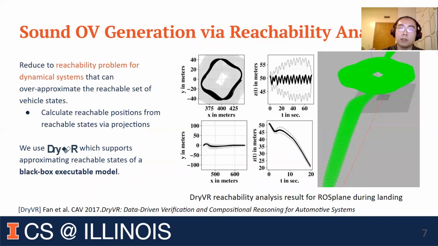Our finding on the OV generation problem is that it actually depends on the vehicle dynamics of specific kinds of vehicles. We also find that we can reduce the problem of finding good operation volumes to reachability analysis for dynamical systems. Reachability analysis of dynamical systems can calculate an overapproximation of the reachable set of vehicle states. And with the overapproximation of the reachable set of states, we can calculate reachable positions from the reachable states using some simple projections and coordinate transformation.